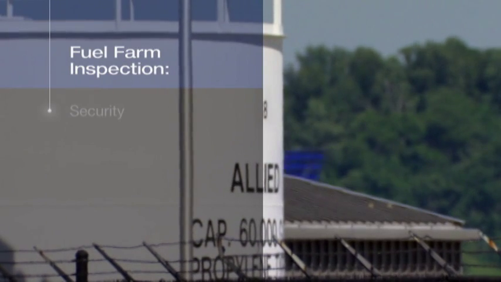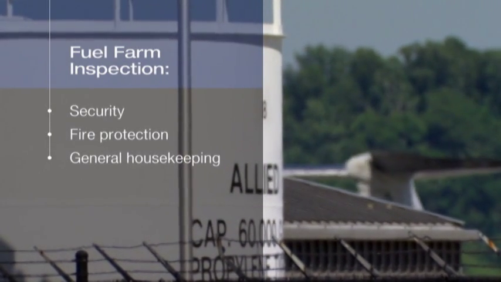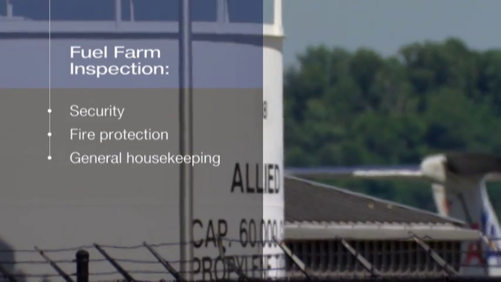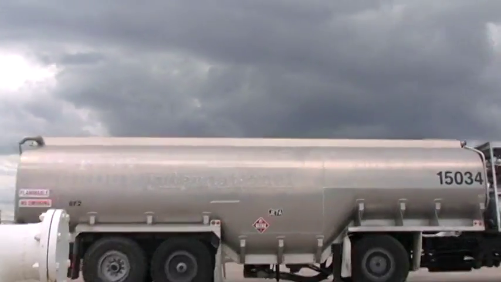In summary, security, fire protection, and general housekeeping are the 3 primary areas you should be aware of during the fuel farm inspection. When it comes to protecting against fire, nothing can be taken for granted.